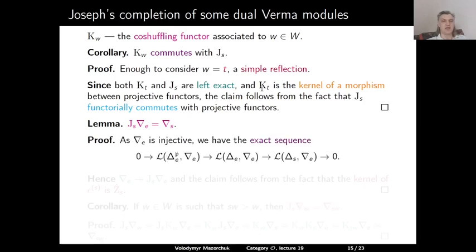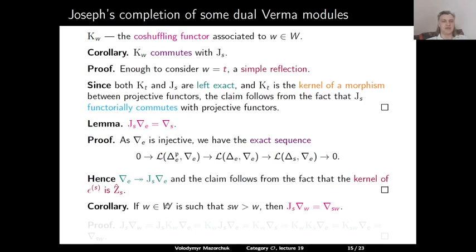As nabla E is injective, we have the short exact sequence of Harish-Chandra bimodules: 0 goes to L from delta E to nabla E, this goes to L from delta E to nabla E, this goes to L from delta S to nabla E, this goes to 0. So the middle term of this sequence by BG equivalence is nabla E. So we get that nabla E surjects onto JS of delta E. And we know that the kernel of this surjection must be the maximal S-finite part of nabla E, which is ZS hat of nabla E, which is exactly this part. So we get exactly that JS of nabla E is nabla S.